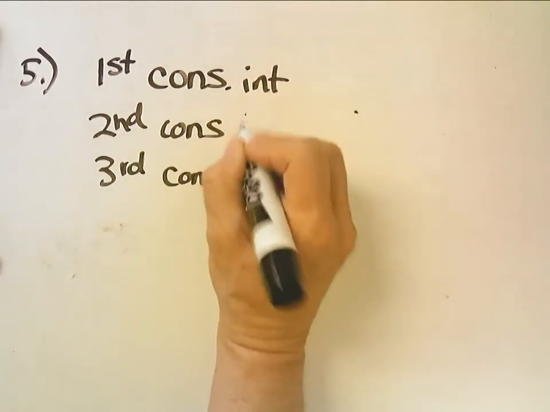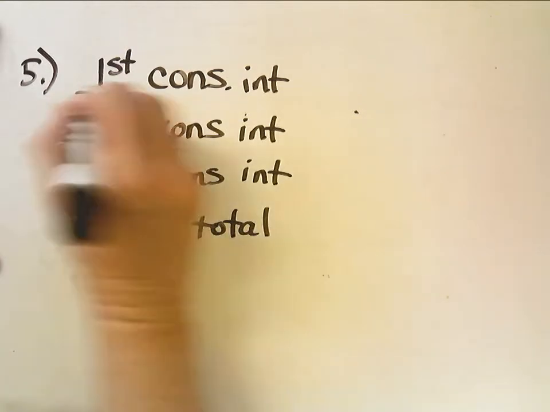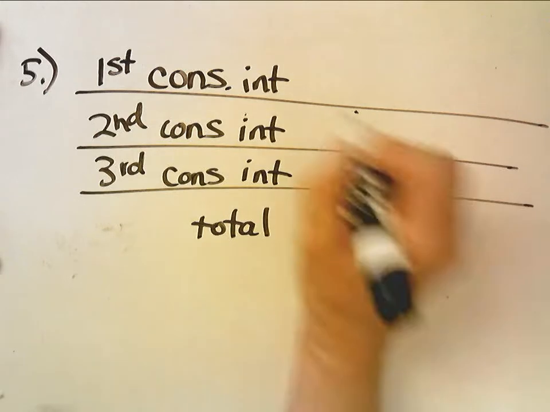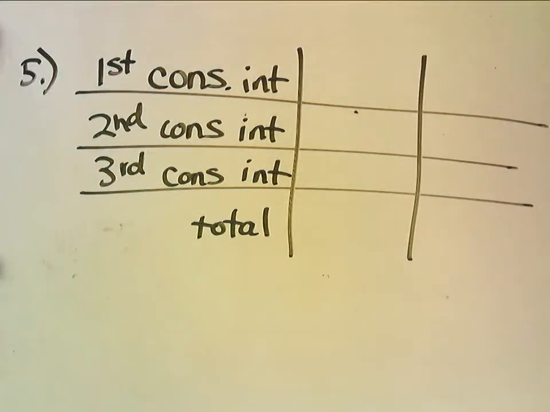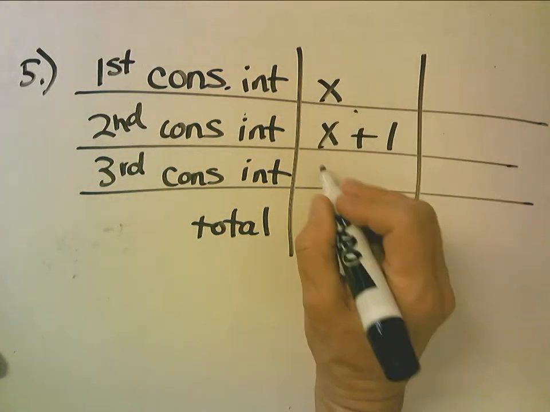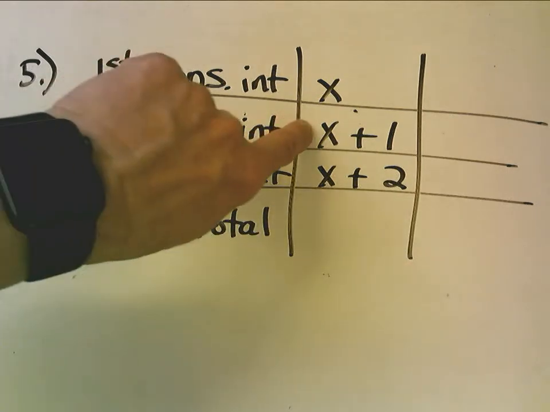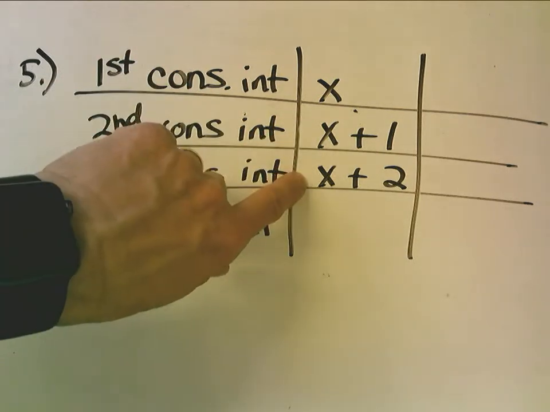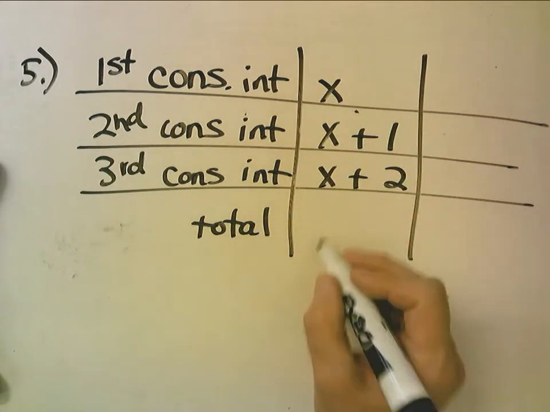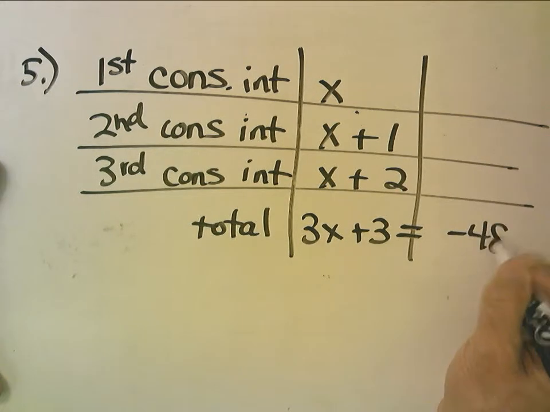So if it was odd or even, when I define them, I would define them as x, x plus 2, x plus 4 for both odd and even. This is just consecutive, so it's plus 1 and plus 2. Because think about it, if 3 consecutive numbers, like 1, 2, and 3, what do I do to 1 to get to 2? I add 1. What do I do to 1 to get to 3? I add 2. Now I add my x's, 3x plus 3, and it equals negative 48.